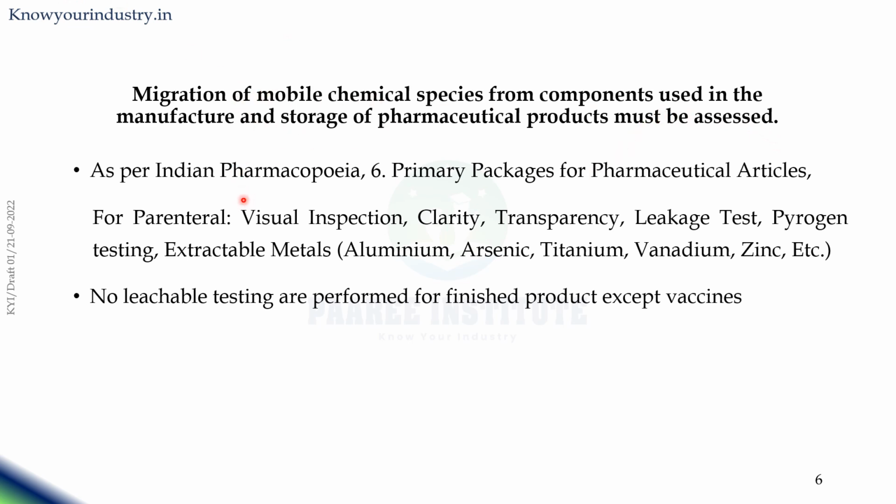But what is the condition in India? As per the Indian Pharmacopoeia, the primary packages of pharmaceutical articles like parenterals mention visual inspection, clarity, transparency, leakage stage, pyrogen testing, and extractable metals. That is nothing but your elemental impurities. There is no detailed studies of extractable leachable required by the Indian Pharmacopoeia or Indian regulatory agency, but in case of US, Europe, Canada, and Australia, these leachable and extractables have to be performed during the development of the product and submitted along with the development report to the regulatory agency.